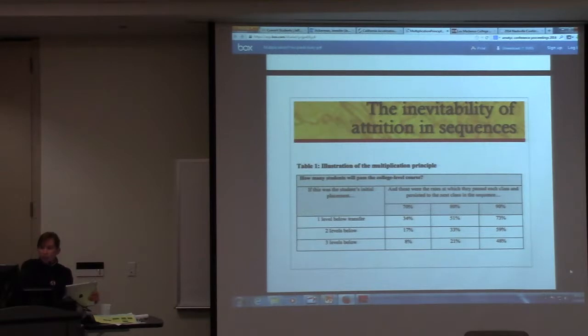If you are 3 levels below your transfer math credit, that's 8% only make it through. And that's if we're doing a stellar job. I mean, if our students were doing a stellar job, then we would be amazing. 80% success rate, 80% retention rate, and only 21% of students in Math 55 are making it through their college algebra.